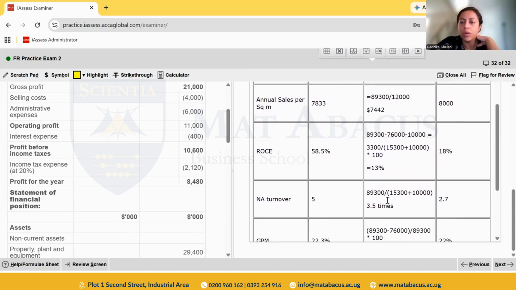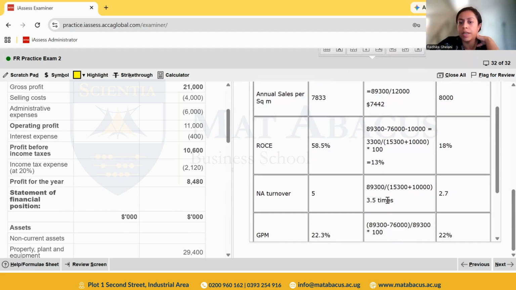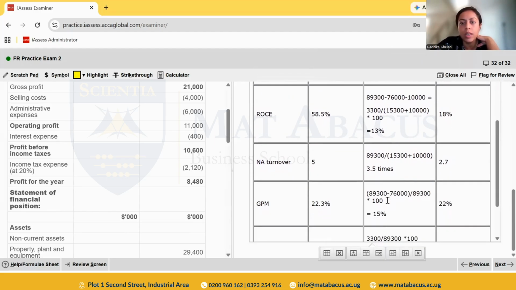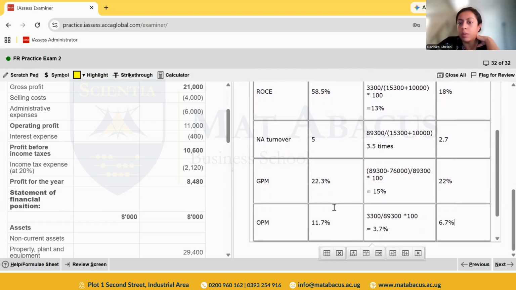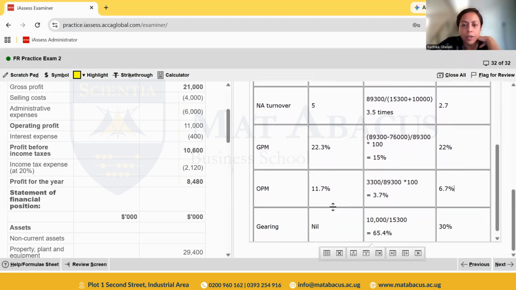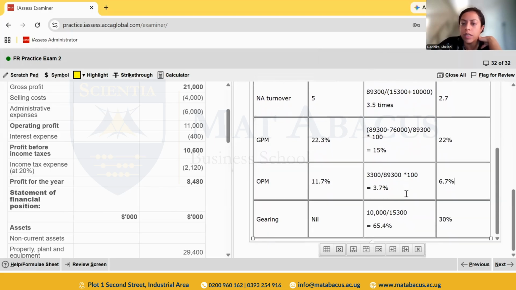Net asset turnover has also fallen. Before it was way above the sector average, but now it's fallen, as you can see. And then gross profit margins have fallen. They were close to sector average before. They were above but close, but now we're below sector average. Operating profit margin has fallen quite a bit from 11.7% to 3.7%, which is also quite below the sector average.